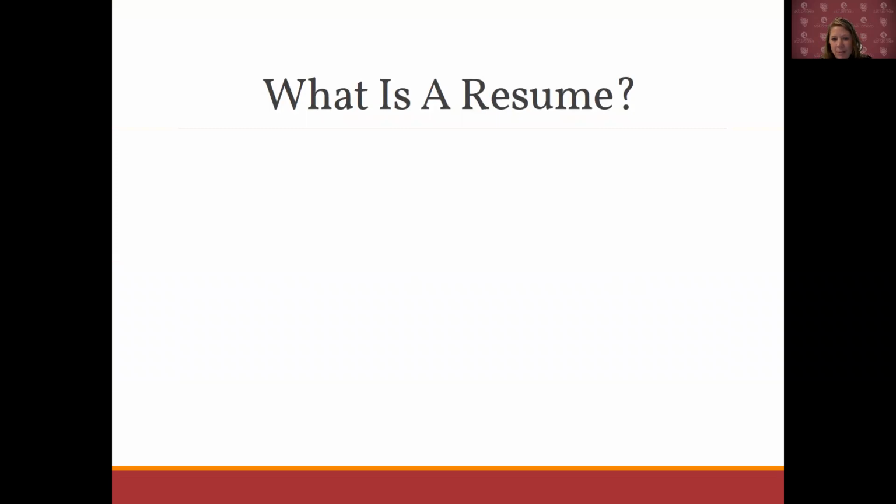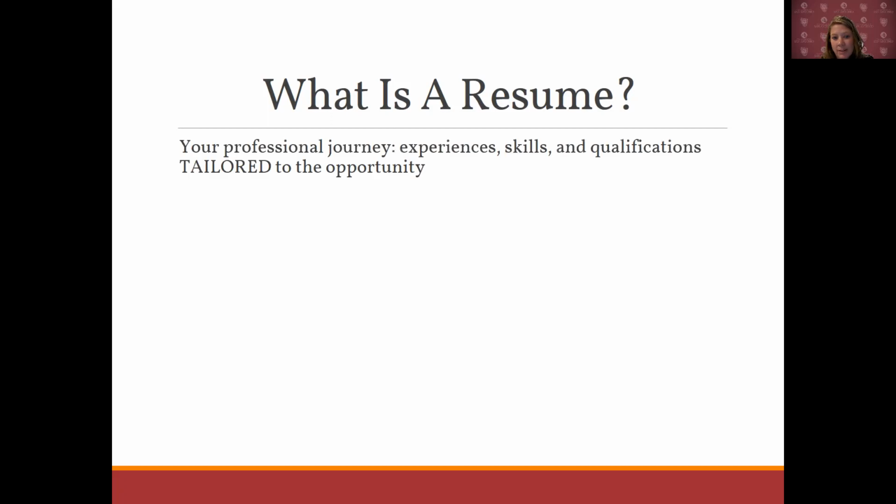So what is a resume? We just looked at two samples, but let's talk about its functionality and how we would define it. It is your professional journey on paper. It should capture your experiences, your skills, and your qualifications as they match the opportunity you're looking to gain. And that might be grad school, a healthcare program, a first-time position, or a professional promotion into a new opportunity.